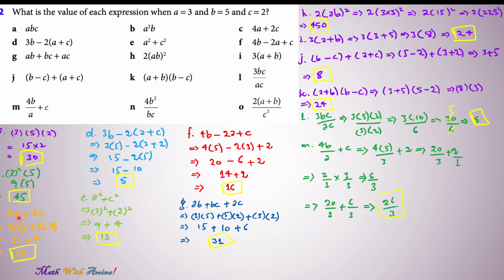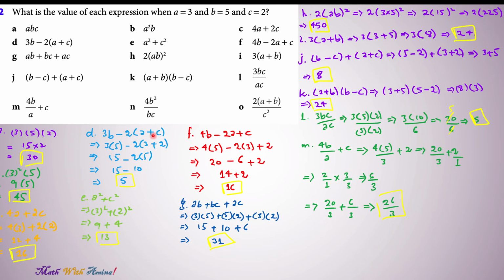Then we have 4a plus 2c, the third expression. Again, the very first step is substituting, replacing the variables with their values. So 4 multiplied by 3 plus 2 multiplied by 2. 4 multiplied by 3 is equal to 12, plus 2 multiplied by 2 is equal to 4. So 12 plus 4 is equal to 16. This is the value of this expression when a is 3, b is 5, and c is 2.